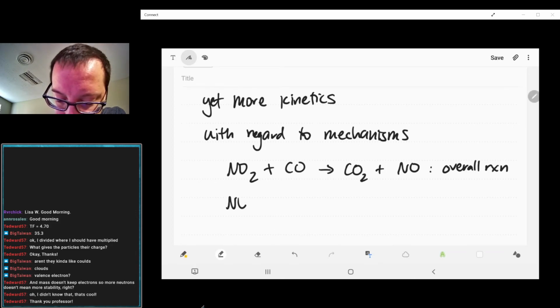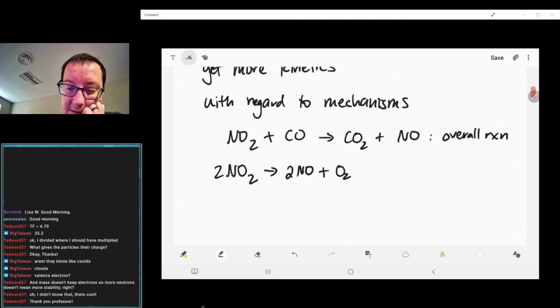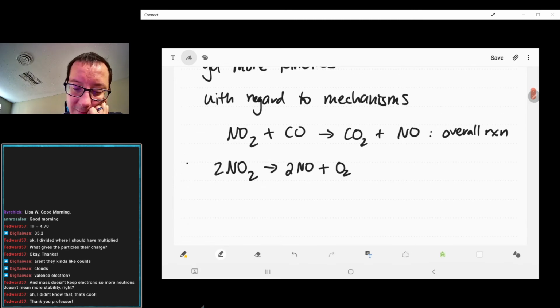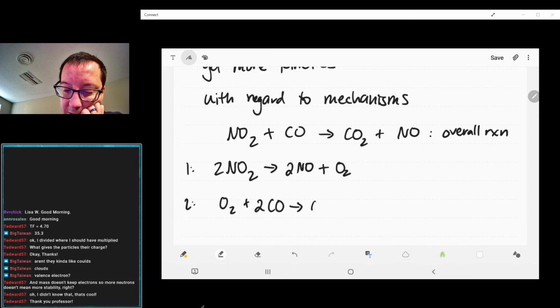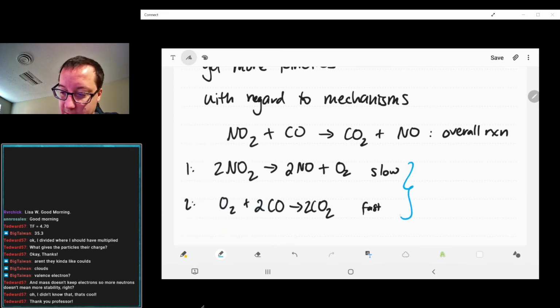So we had something like this as one step. And then we had a second step, which was turning into carbon dioxide, right? And that was step 2. And we saw that this one was slow and this one was fast. These are what are called elementary steps.